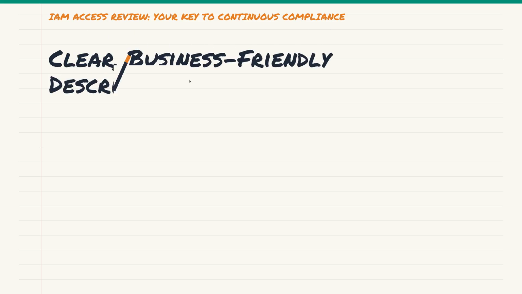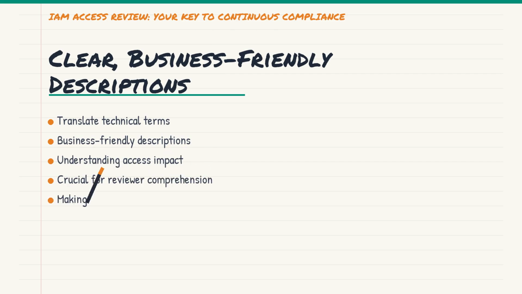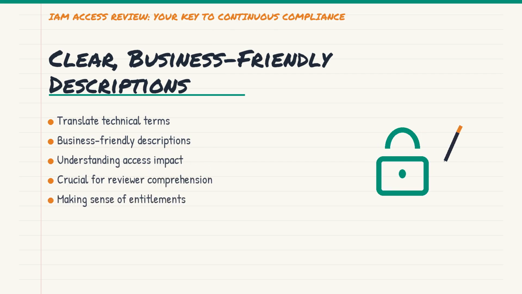Remember how we said we need to translate technical jargon? This is where it really shines. When a reviewer sees a description like SQLDB, rw_prod_cust_table_access, they might just skip it. But if it says read-write access to production customer database, they understand the impact immediately.